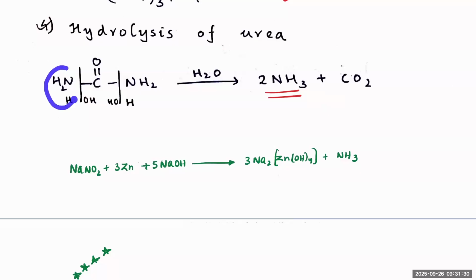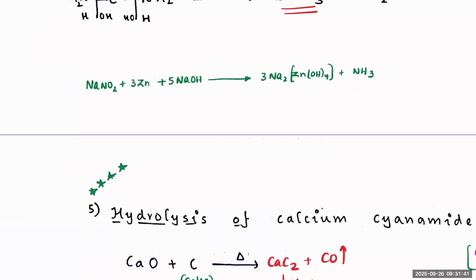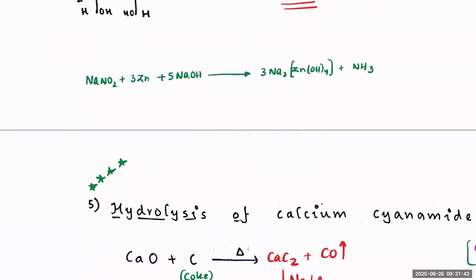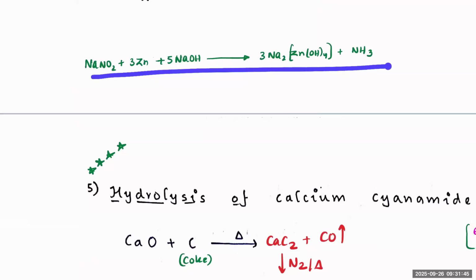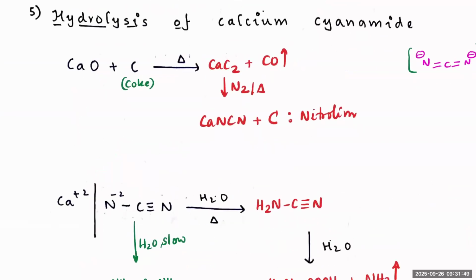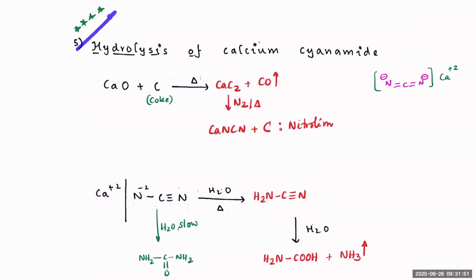On hydrolyzing, this nitrogen part will convert into ammonia, and the carbon part which is left will convert into carbon dioxide. And this we have just learned, how NaNO2 can be converted into the ammonia part. And see, this one is a very important reaction from JEE Advanced point of view. So that's why I picked it.